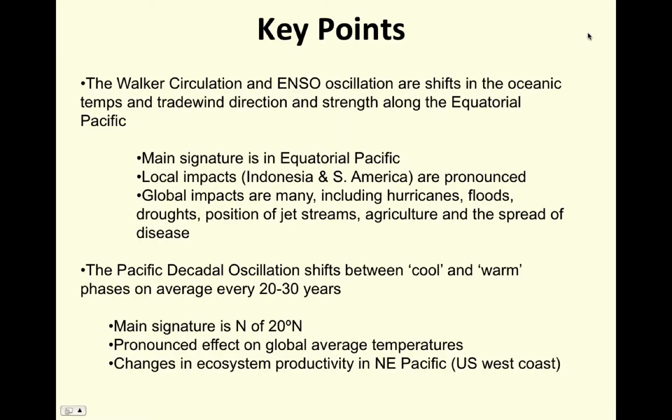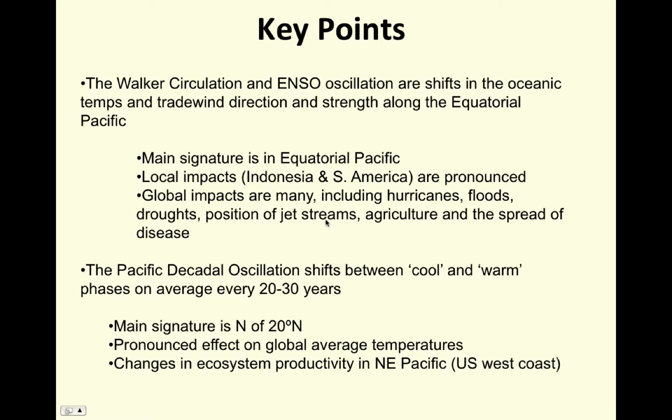Key points from this talk: the Walker circulation and the El Nino southern oscillation are shifts in the oceanic temps and trade wind direction and strength along the equatorial Pacific. The main signature is in the equatorial Pacific. Local impacts are very pronounced, such as the rainfall patterns around Indonesia and in the Amazon. Global impacts are many, including hurricane activity in the Atlantic and the Pacific basins, floods, droughts locally, but also far from the area of the equatorial Pacific.